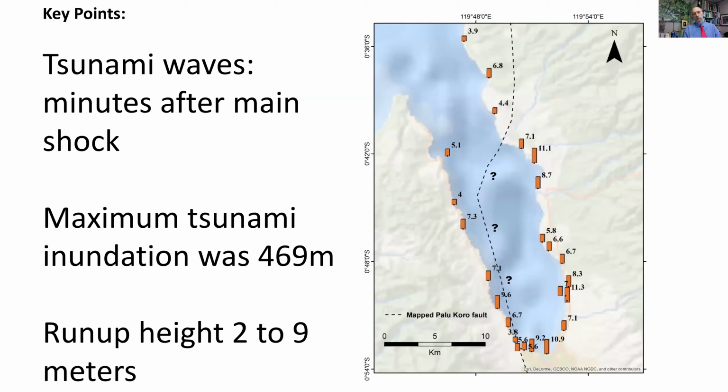Tsunami waves arrived within minutes after the main shock. Most of the fault was on land, but it did pass beneath the Palu Bay. And the maximum inundation was 468 meters with run-up heights of 2 to 9 meters and greater heights for the tsunami wave. The run-up height refers to the maximum height of the incoming wave where the inundation finally stops.